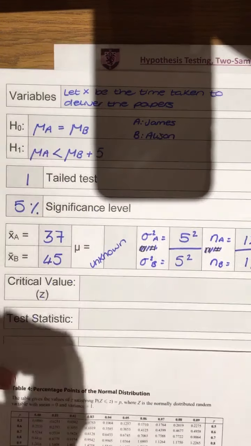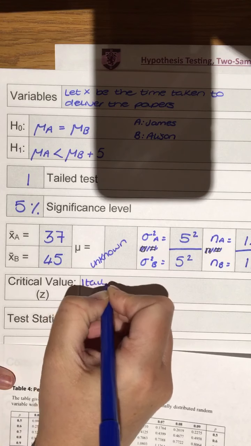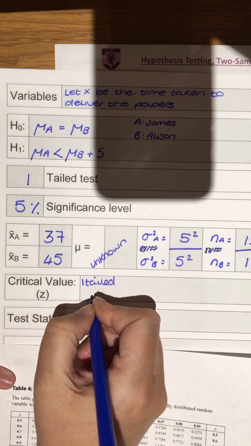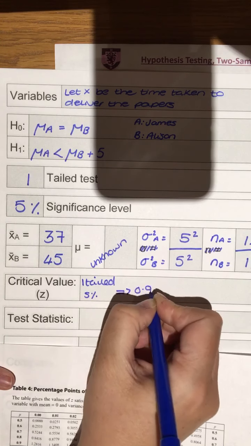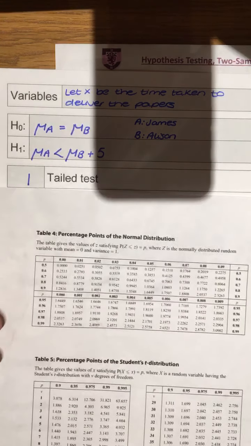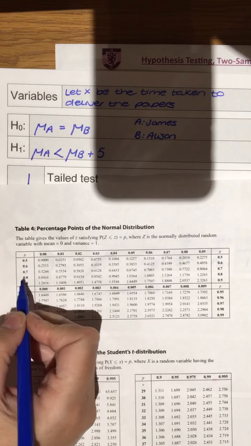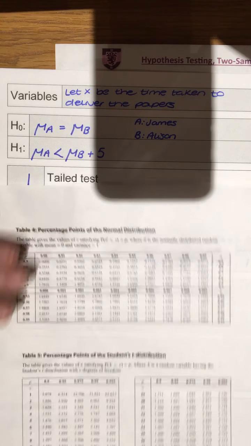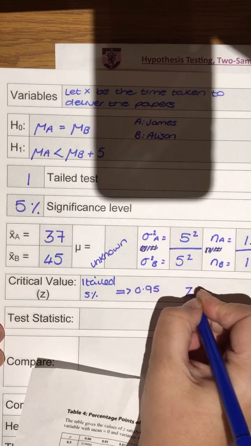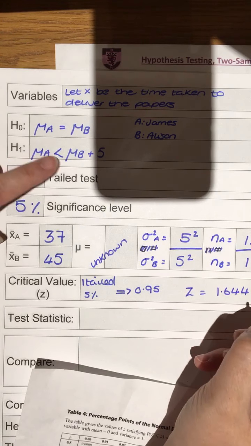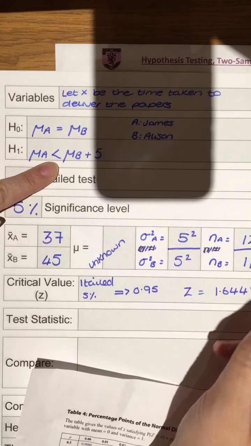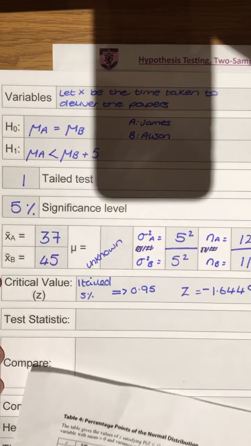It is a one-tailed test and it is 5% significance level. So I am looking up 0.95. On my table 4 I go down to 0.95 and I get 1.6449. So Z is 1.6449. Because this is a less than question, I'm looking at the lower tail, so it is negative 1.6449.